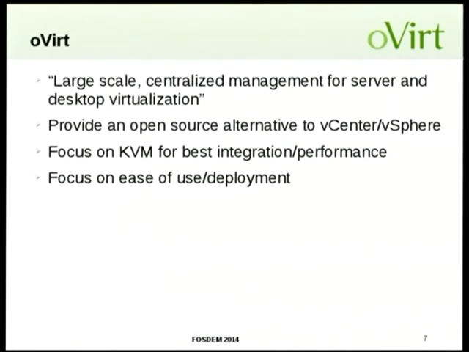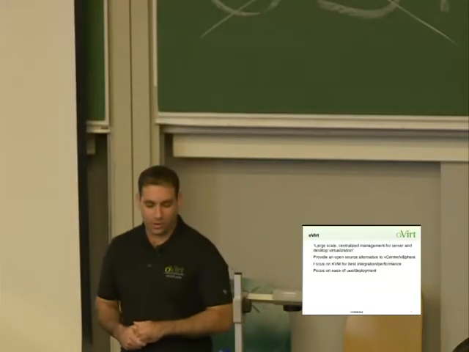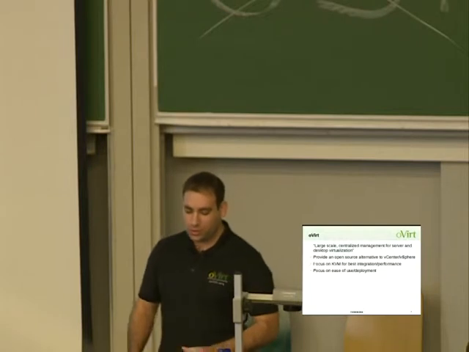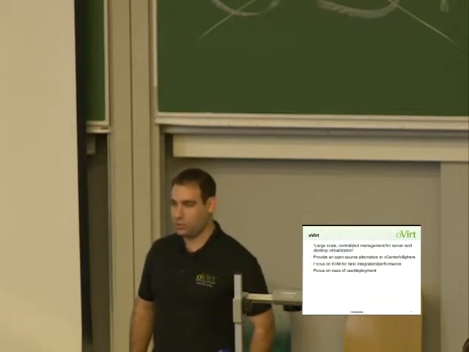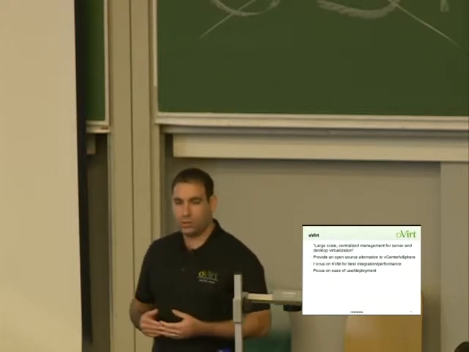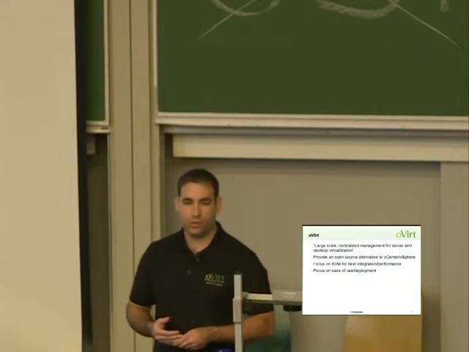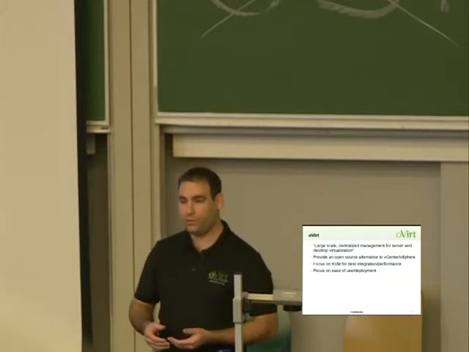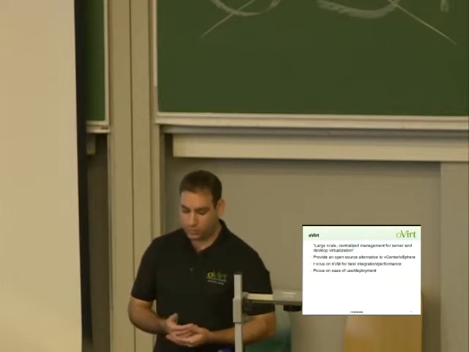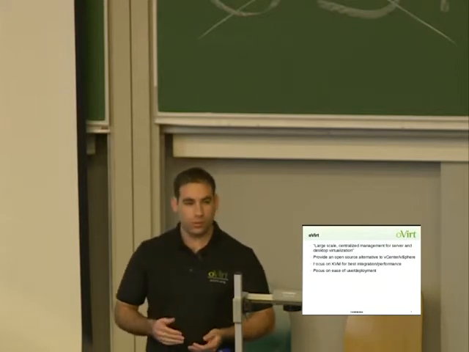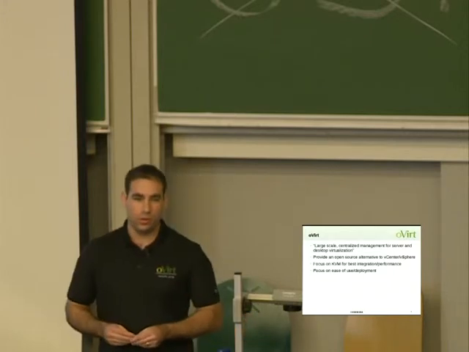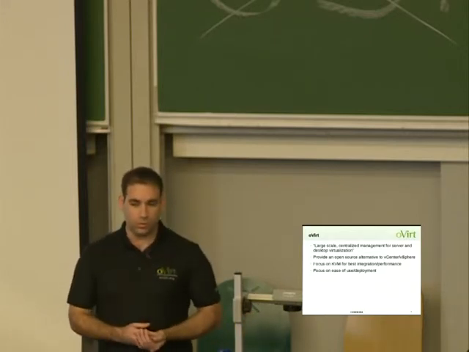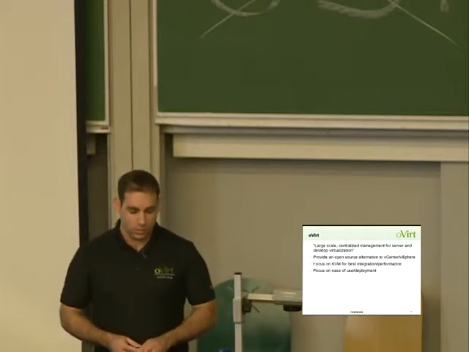Okay, so a little bit about Ovirt. Anyone here already knows Ovirt? Okay, good. So I'll go through it quickly just to make sure everyone will know after that. Okay, so by definition, Ovirt is large-scale centralized management for server and desktop virtualization. What it means is that we have an open source alternative for applications like vSphere and vCenter, and it allows managing virtual data centers. The focus is on KVM for best integration and performance, so we are using KVM. And there is a big focus on ease of use and ease of deployment for the users. So Ovirt is really easy to deploy and use, as administrators to create your virtualized data centers and for users as well.